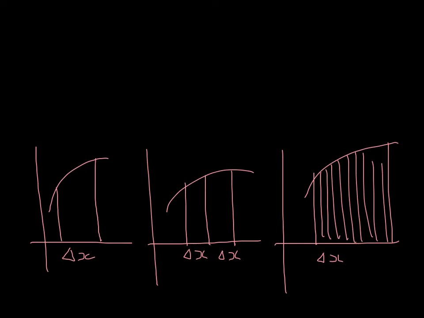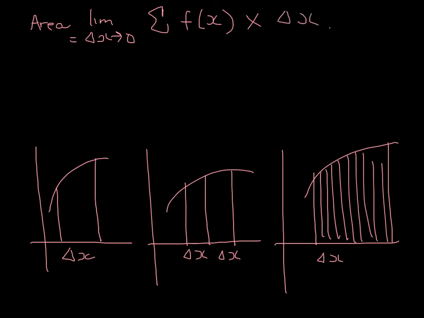So the area then was written as a limit, as delta x approaches 0, of the sum of the rectangles. Add them all up, that's going to sum it, which we saw was f of x times, so f of x was the height or the length, and the width is delta x.